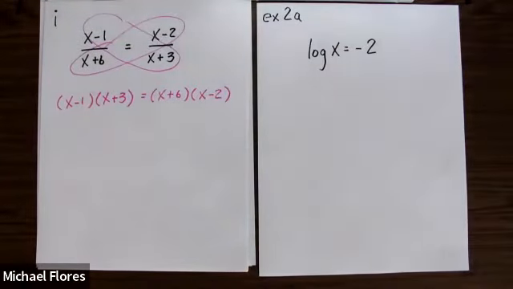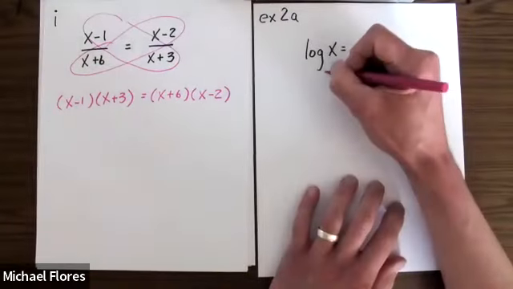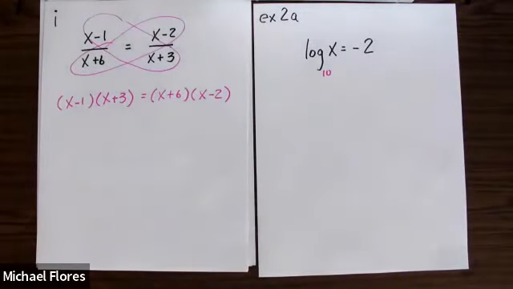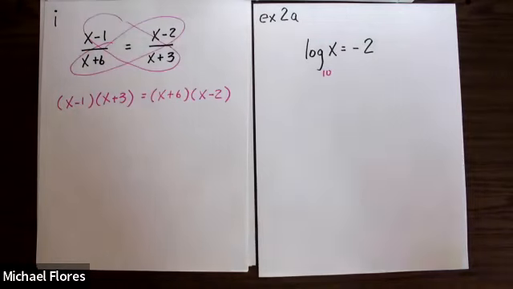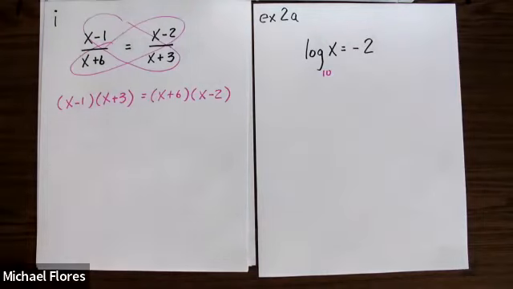Let's go look at example 2a. What is the base of this function? And that's going to help us solve this. Because log base 10 of x equals -2. In its current state, we can't solve it. But if we convert it to its exponential equivalent, we can.